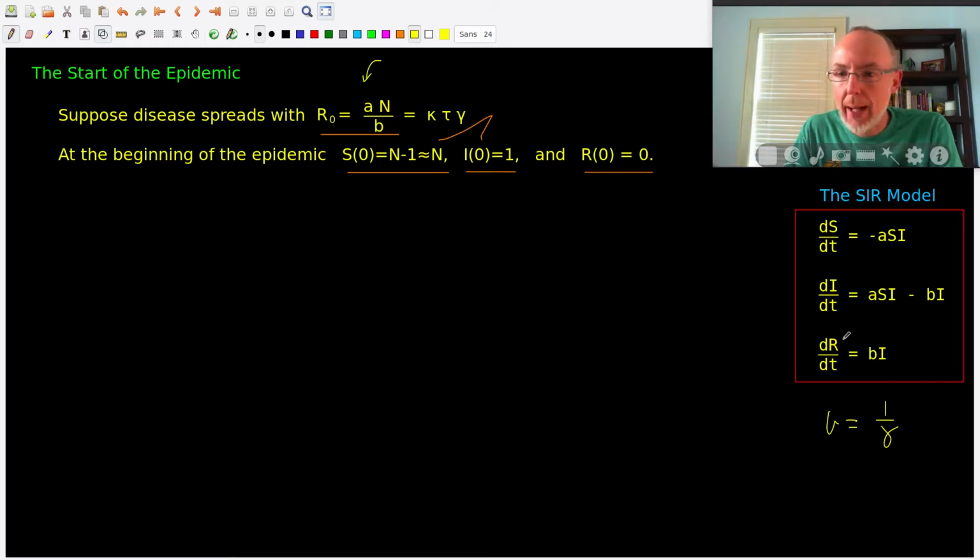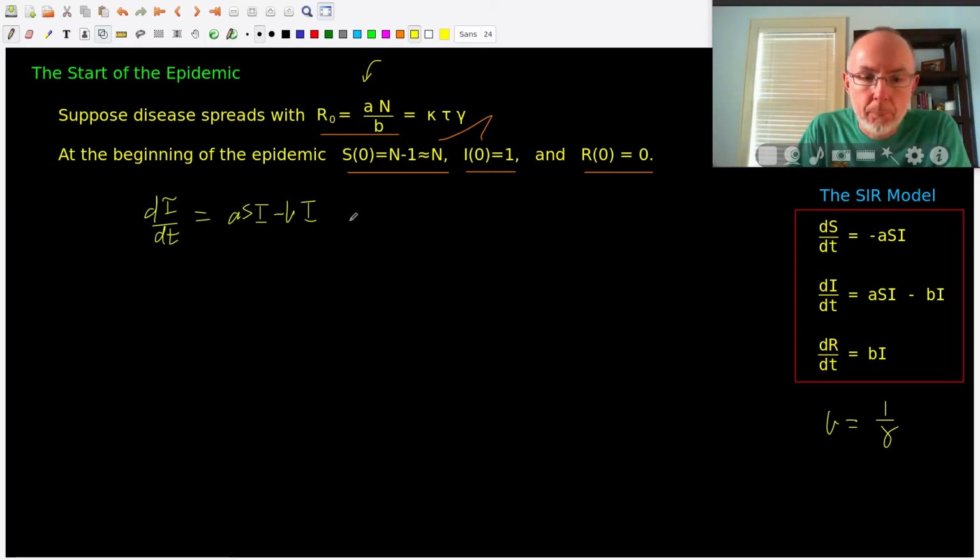So let's just think about what happens here. I'm going to write down this differential equation, and I'm going to focus on this equation because at the beginning of the disease, what I'm really focused on is the number of people who are infected. And I'm going to say that at the beginning, the S value is approximately equal to N, right? It's basically the entire population. If N is large enough, then subtracting 1 from it really is not changing anything.